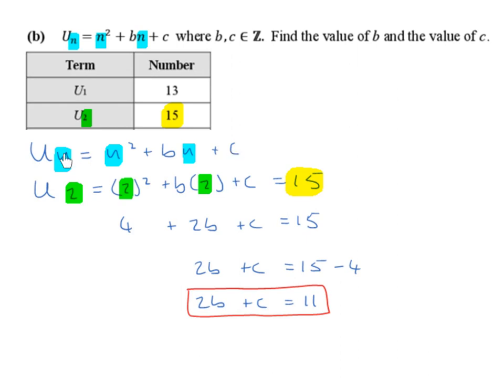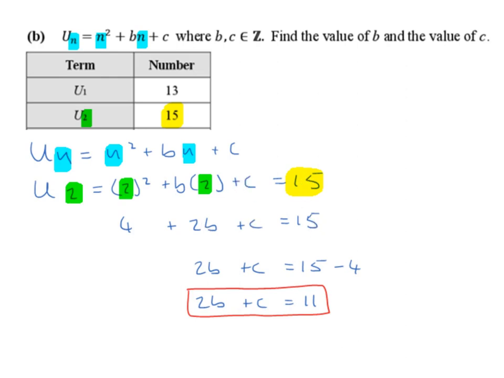We're going to swap each of these n's for 2 with brackets. So we have 2 squared plus b times 2 plus c. And it's all equal to 15 because U2 is 15. Term 2 is 15. So then we multiply out the brackets. So 2 squared is 4. 2 times 2 is 4. And then b times 2 is plus 2b. We bring down the c, and it's still equal to 15.